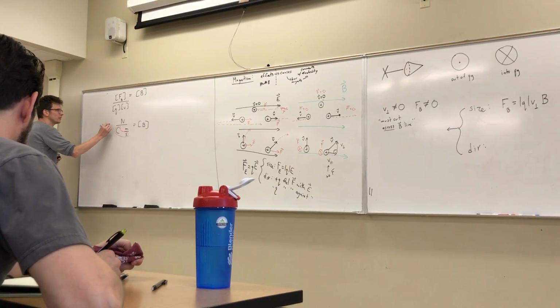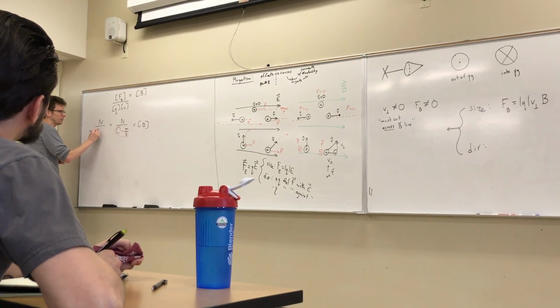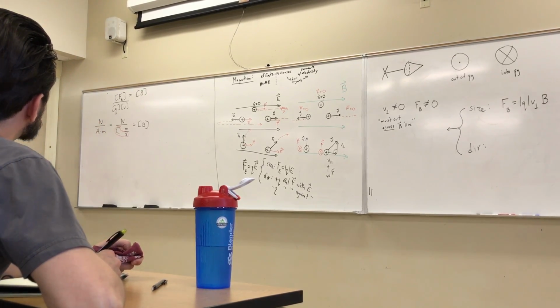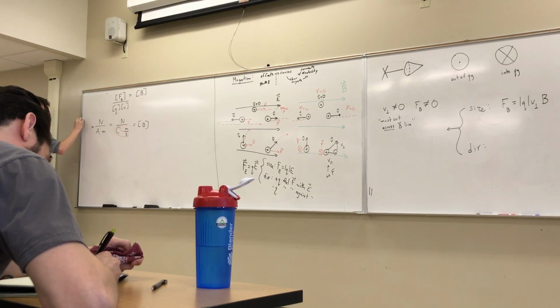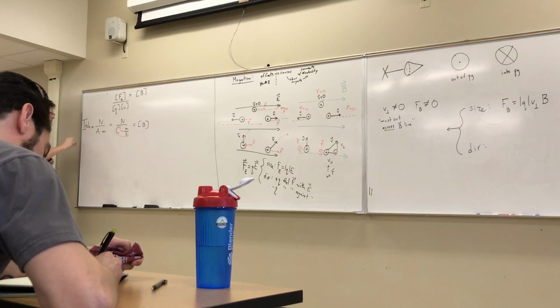It's an amp, right? Oh, an amp. So if you want, you can say newtons per amp meter. That still doesn't roll off the tongue. So let's just come up with a name for this. It's called a Tesla, or a capital T for short.